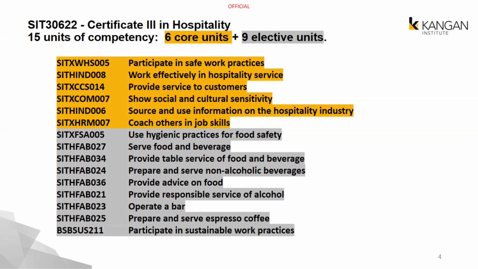You must complete 15 units to achieve the Certificate 3 in Hospitality. The qualification includes 6 core units that cover essential industry skills and knowledge, plus 9 elective units that allow you to develop specialized capabilities aligned to your interests, training pathway, and intended employment outcomes upon course completion.